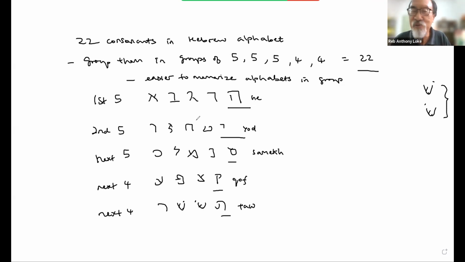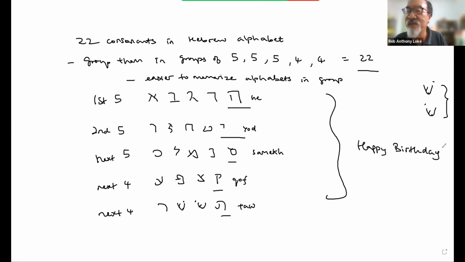Some people sing the song using the Happy Birthday tune. Now try using the Happy Birthday tune to sing this. Of course you have to squeeze some letters in to get the hang of it, but you see why I divide it like that. You can just sing it to the tune of Happy Birthday.